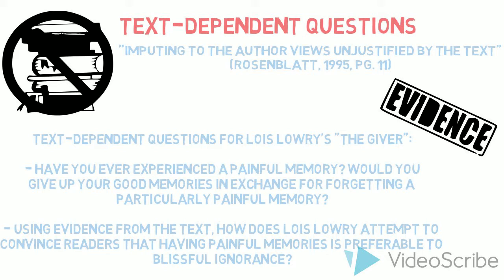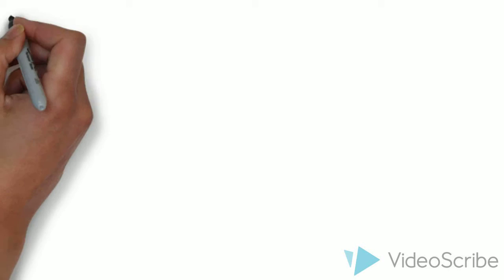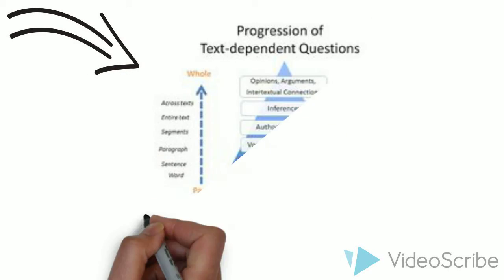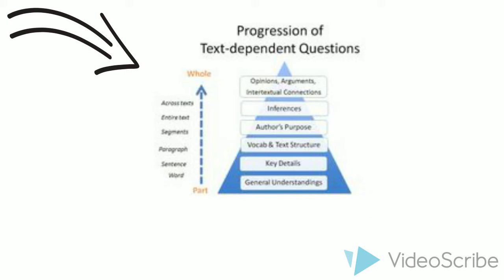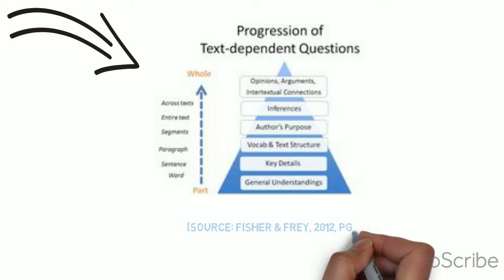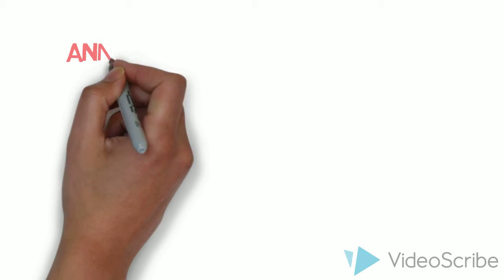While students may be actively engaged in a class discussion related to the former questions, they can be answered without ever having read the book and do not require students to develop any understanding of the narrative and ideas presented by the author. Text-dependent questions should also move through a progression that encompasses general understanding, key details, vocabulary and text structure, author's purpose, inferences, and opinions, arguments, and intertextual connections.